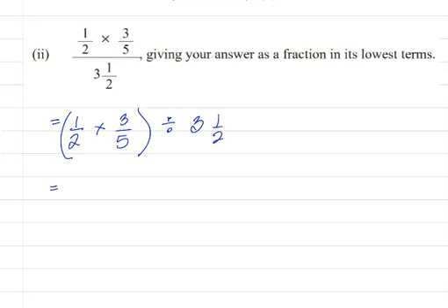When you're multiplying fractions, what you really do is you should cancel. But when nothing can cancel, you must multiply numerator by numerator and denominator by denominator. So 1 times 3 is 3, divided by 2 times 5 is 10. And we're to divide now by 3.5. Now I'm going to write 3.5 as an improper fraction. 2 times 3 is 6 plus 1. This is 7 over 2.